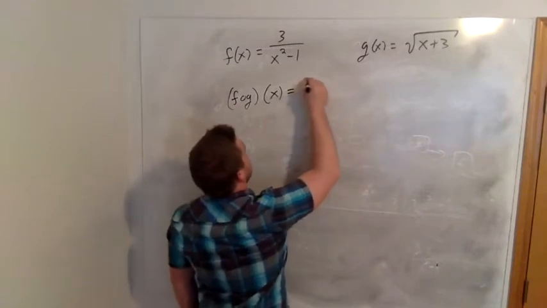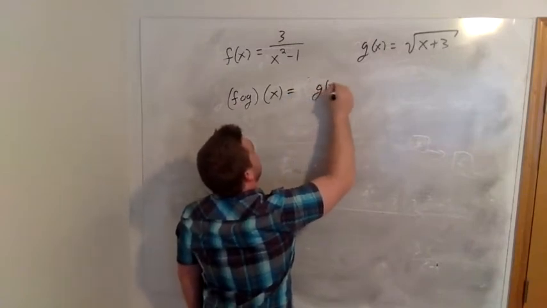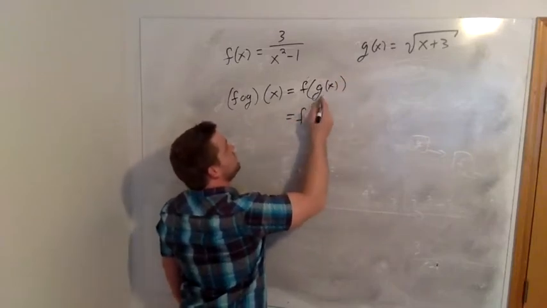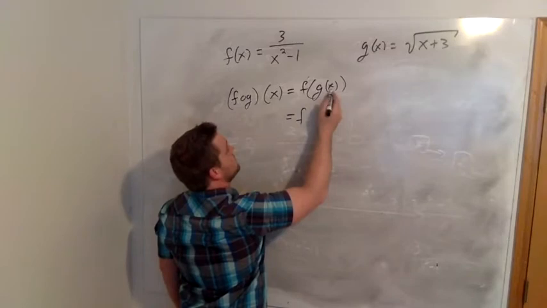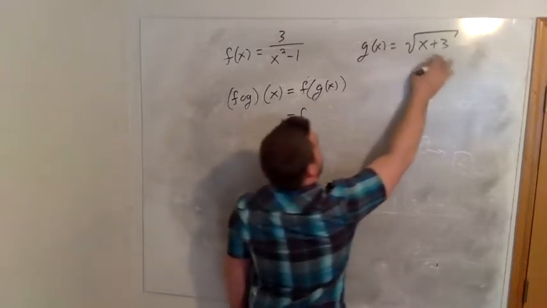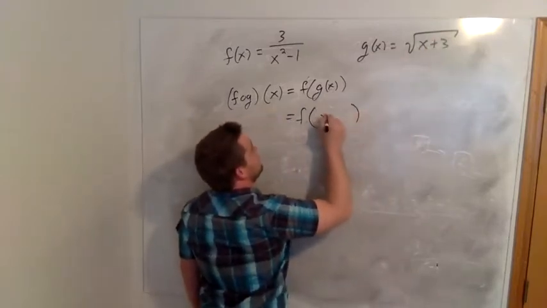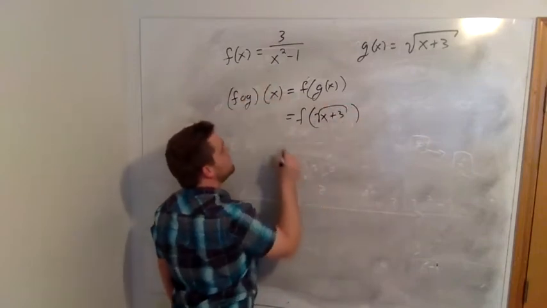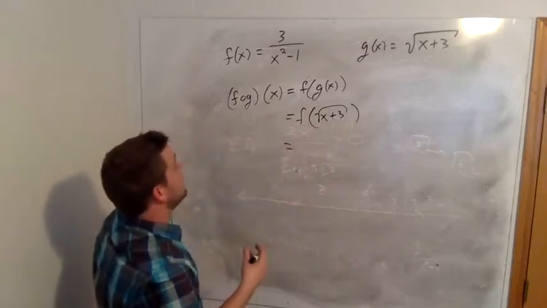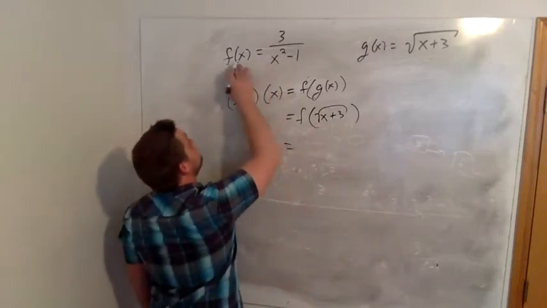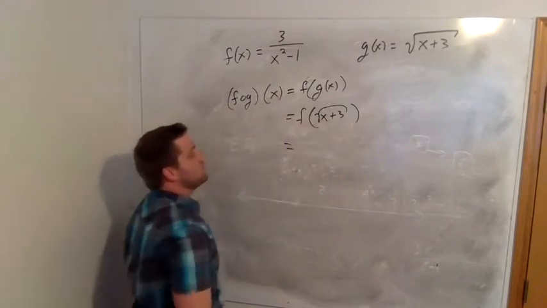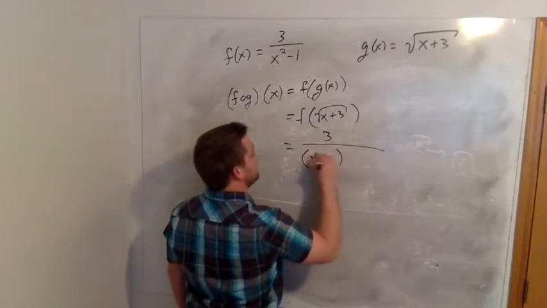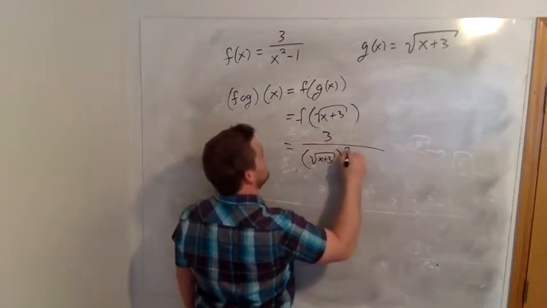What we're doing here is taking g of x and plugging that into f of x. So what does g do? When I plug an x value into g, it adds 3 and square roots it. So I take that number x, add 3 to it, square root it, and feed that result into f. Now wherever I see an x in f of x, I'm going to replace that with the square root of x plus 3. So we get 3 all over the square root of x plus 3, squared, minus 1.